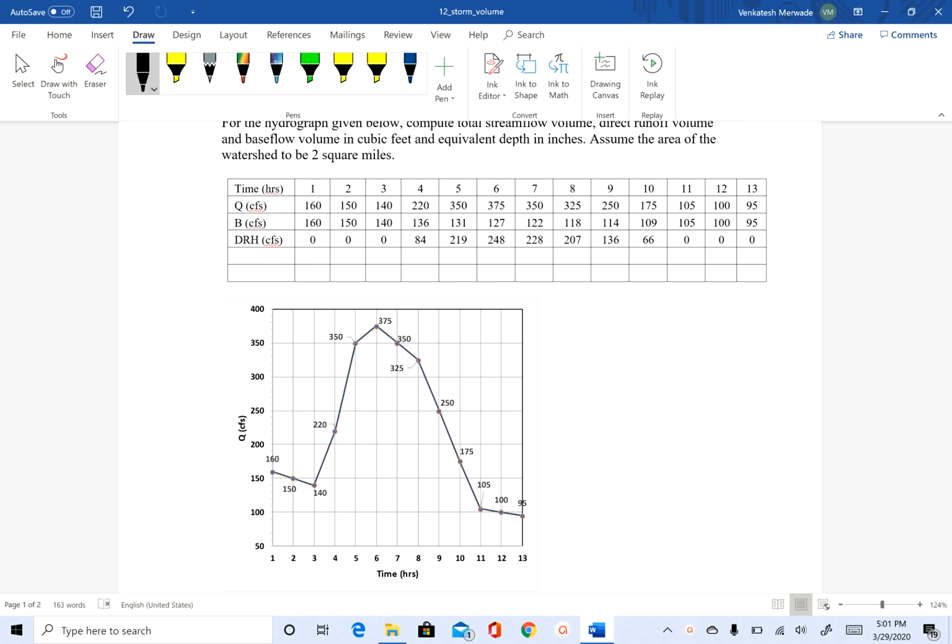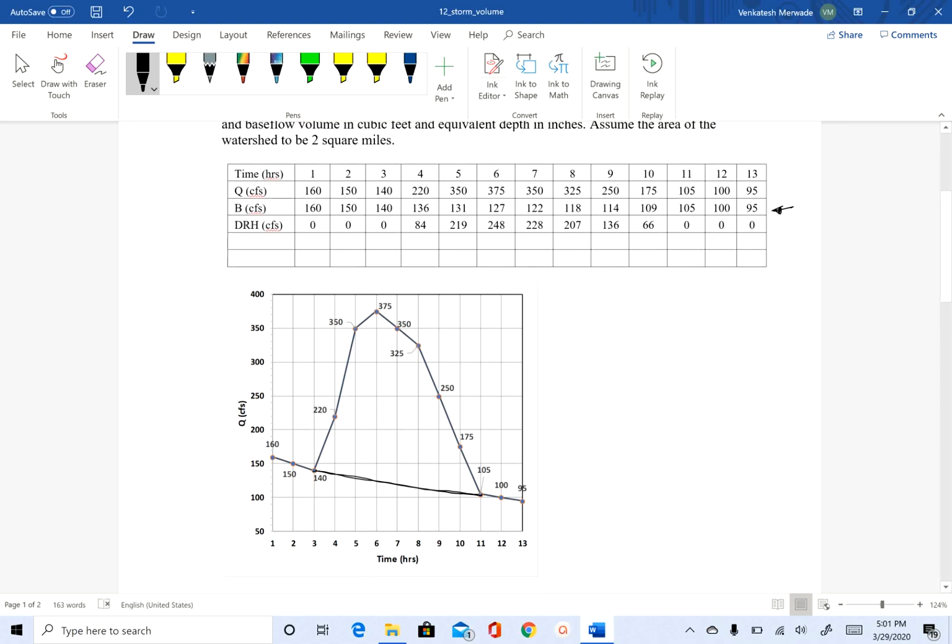In this case, I have actually given you all the values for base flow, and this was done using the straight line method. Now don't use the values that I have given you here for assignment 11, because I did round up some of these numbers. So let's see how we can get the total volume.